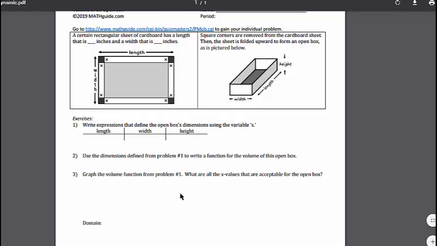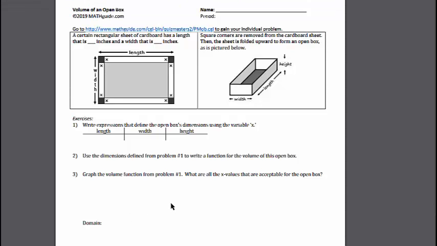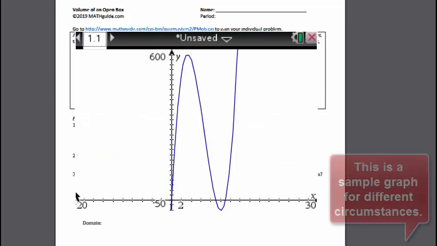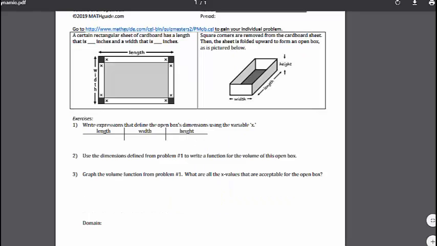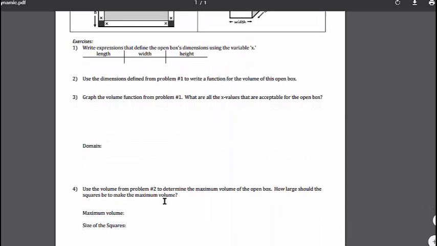But once you get the curve and you get it drawn, you can make a sketch of it. And just keep in mind that for determining the domain, which are the acceptable x values, just think about how small x can be and then how large x could be. And you have to really think about this rectangular sheet you were given to determine what those x values can be. Okay, then lastly, you're going to use the volume and your graph to determine the maximum volume.